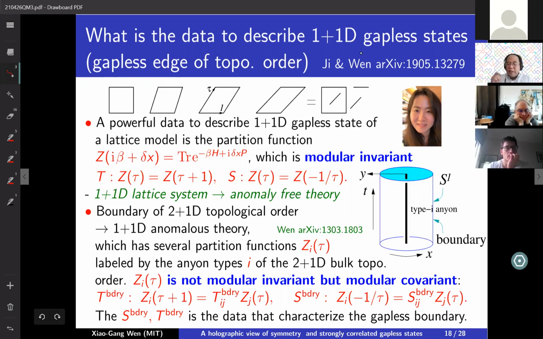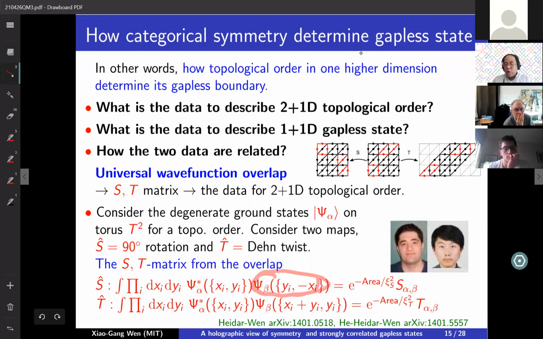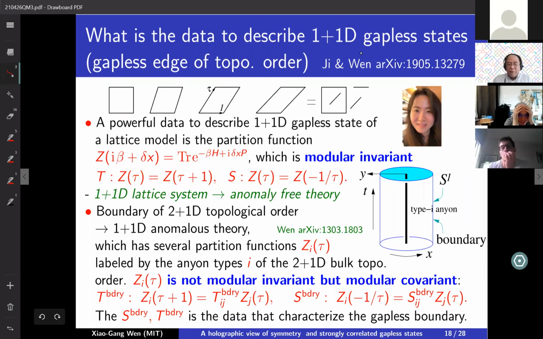So this is a key point: the gapless states on the boundary of a topological order are described by a partition function, but not one partition function, but several. That's the key. Several partition functions, and each partition function is labeled by the anyon type in the bulk. Also, the different partition functions correspond to the ground state degeneracy we talked about, because ground state degeneracy is also related to the anyon type. They're all related.